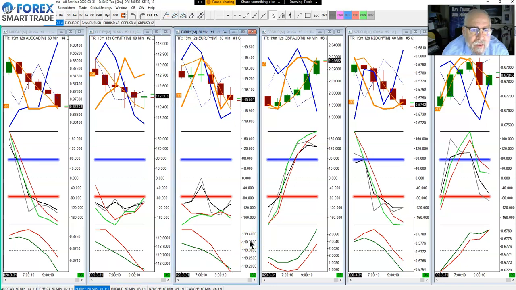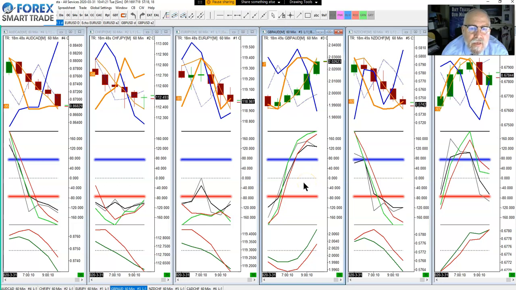So let's keep going. Euro yen, we're below. The minors are going up, but the majors aren't. When there's a difference between the majors and the minors, I'm going to pay attention to what the majors are doing. So the majors aren't going up yet, so I'm not interested in this.